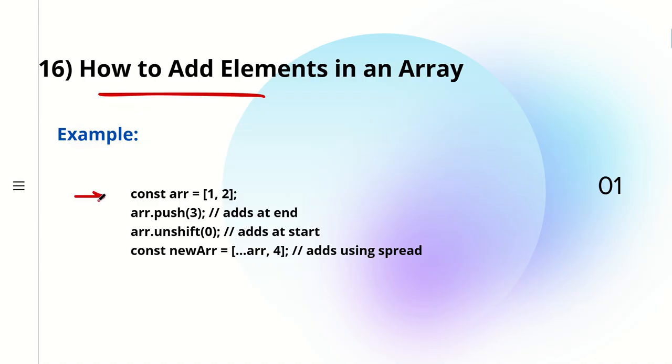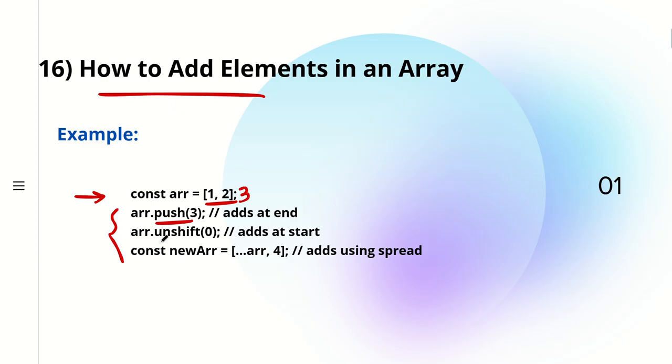See, we have first our original array with the values 1 2. There are multiple ways to add elements in the array. Here I have discussed three. First one is arr.push. So you are pushing the value 3 and it will get inserted at the end of your array. So this is how you add an element to the array.